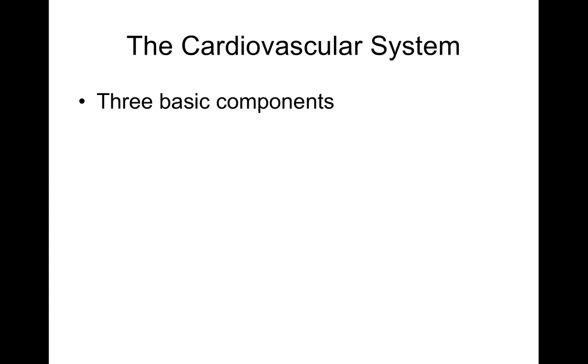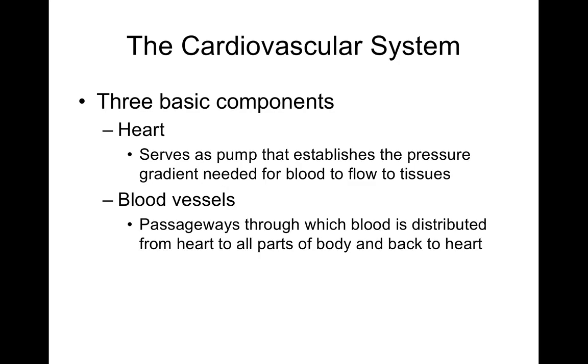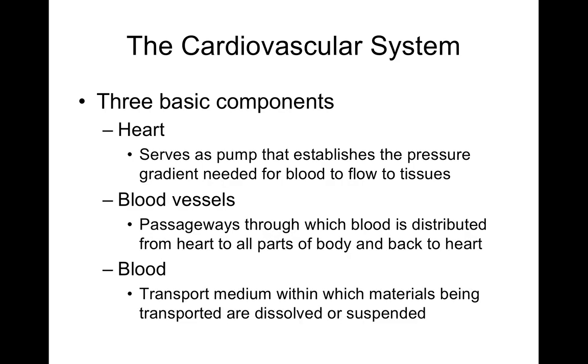Firstly, let's just talk about the basics of the cardiovascular system. The cardiovascular system has three basic components, which I'm sure you're all aware of by now. You have a heart, which serves as the pump that establishes the pressure gradient needed for blood to flow through the vascular system to the tissues. You have the blood vessels themselves, which are the passageways through which blood is distributed from the heart to all parts of the body and back to the heart again. And finally, you have the blood, which is obviously the transport medium within the blood vessels, which transports the nutrients to the tissues and then transports away the waste products from the tissues.